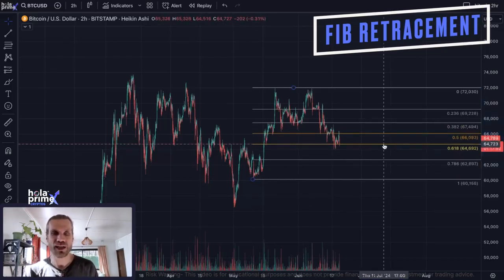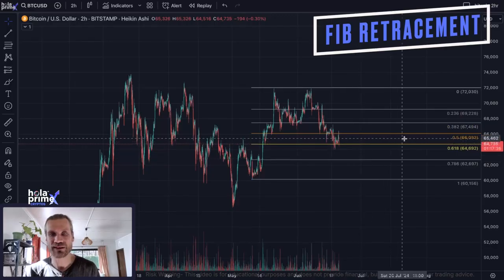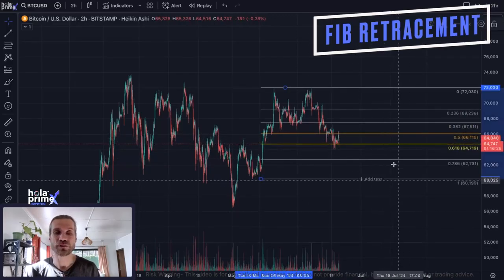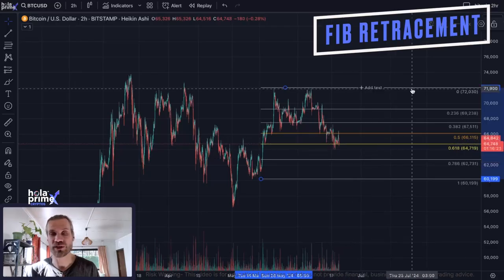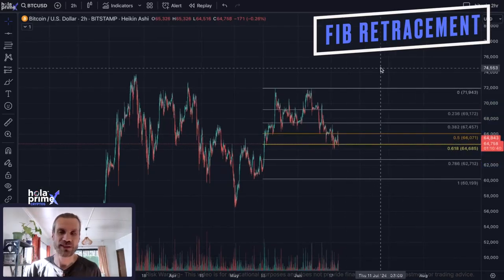And as you can see here, as we were just discussing, Bitcoin is currently testing the 0.618 level and is in the golden zone between 0.5 and the 0.618. And many traders will be looking now for the price action to reverse so they can benefit from a fresh upwards swing.